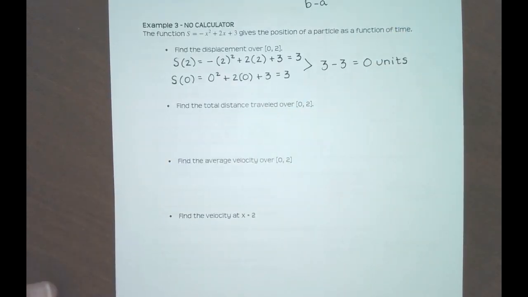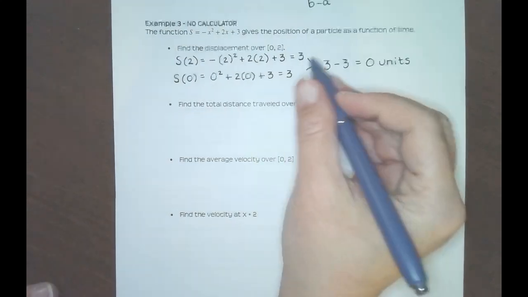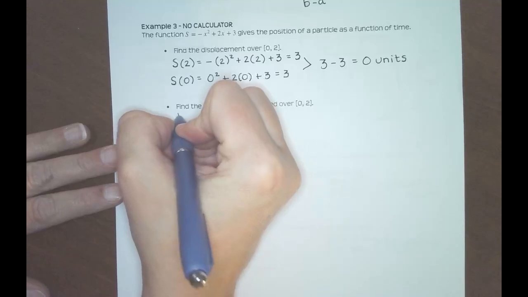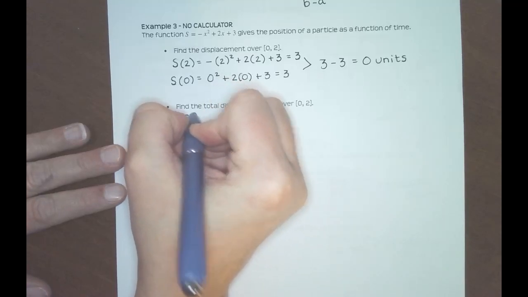Okay? So now let's talk about total distance, because that's going to be different than displacement, because we don't know what happened between 0 and 2 here. So the first thing I want to find, this is going to be kind of similar to the first problem we did in the first example, I want to find where it changes direction. And then I'm going to find displacement on the intervals where it's moving in one direction or the other. So the first thing I want to know is when does the velocity equal 0?